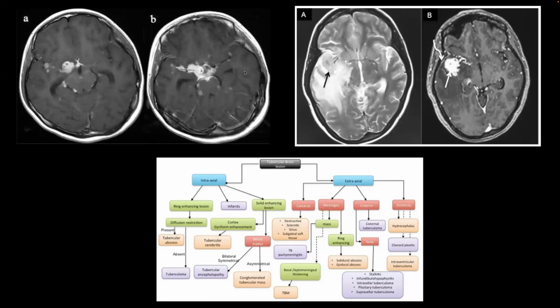No restricted diffusion, I saw. Signal on T2 was dark. Sorry, I don't have the T2s. So based on these findings, we thought of tuberculosis as the first imaging possibility.